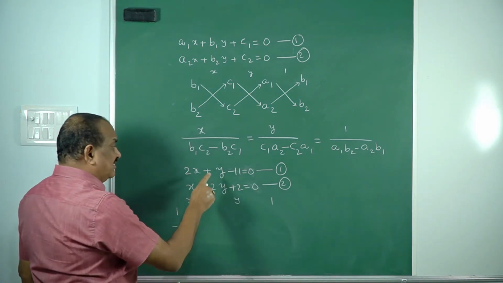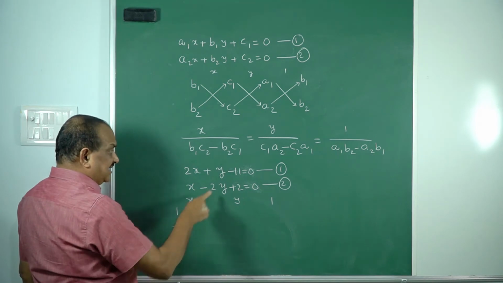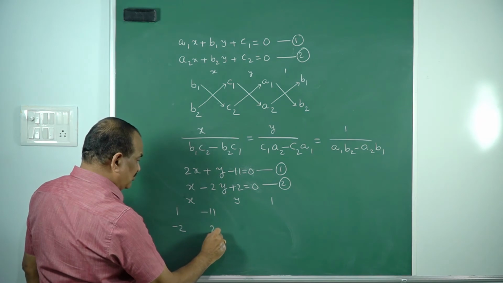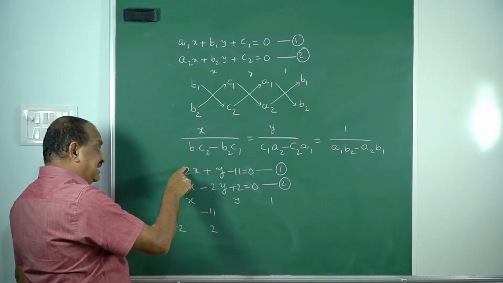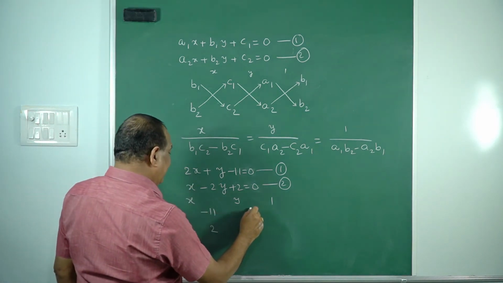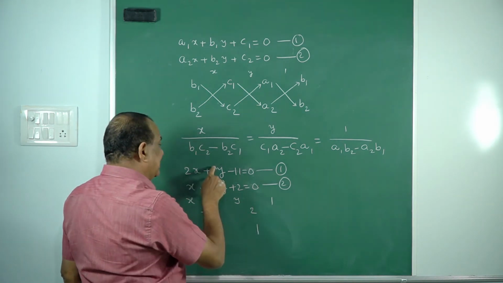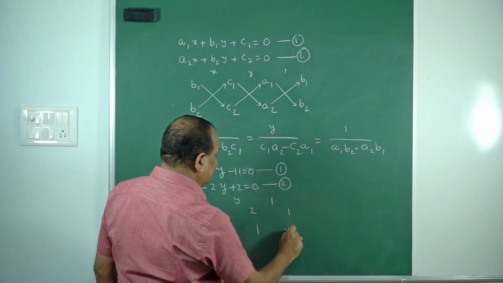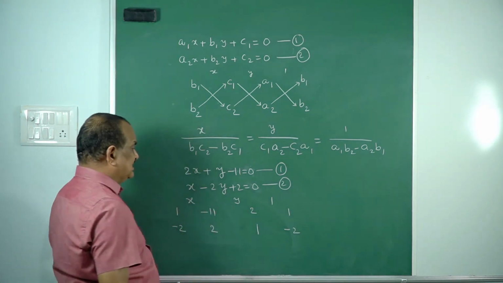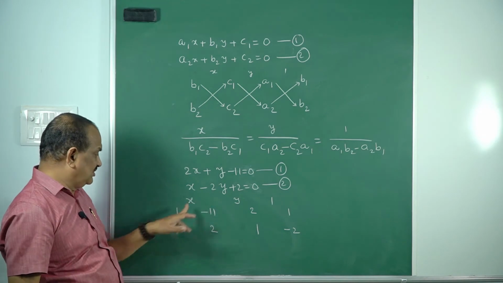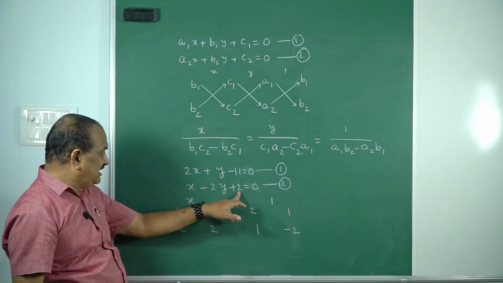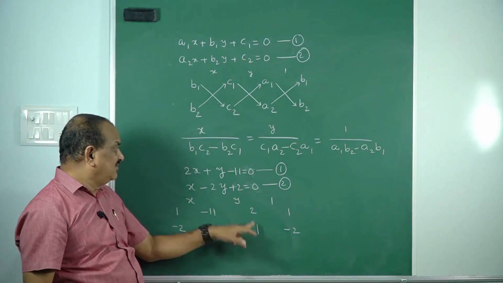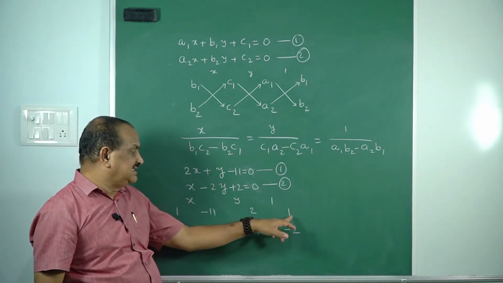Now tell me, B1, B2, I have written here. C1, C2, minus 11, plus 2. Next one, A1, A2, 2 and 1. And again you write B1, B2. Okay, 1, minus 2. Now, once again you see 1, minus 2 is here, minus 11, 2 is here, 2 and 1 is here, and again 1 and minus 2 is here.